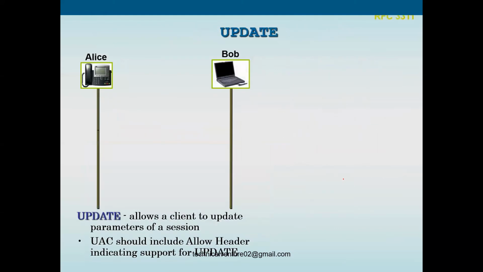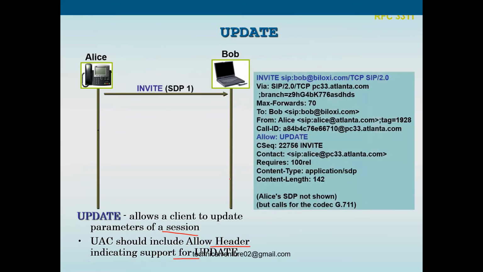Okay, now we have the UPDATE message. If you want to update anything in between the call, UPDATE allows the client to update parameters, like codec or any other thing. And the UAC should include an Allow header indicating support for UPDATE. Let me show you in the message itself.